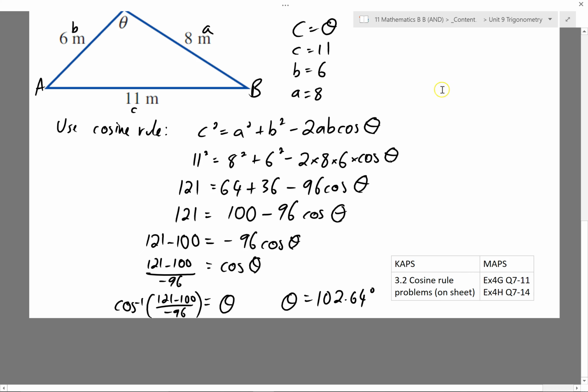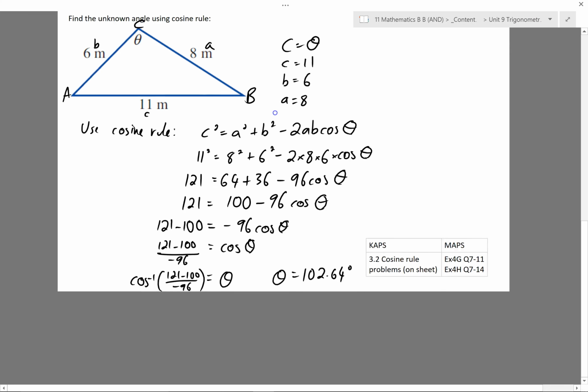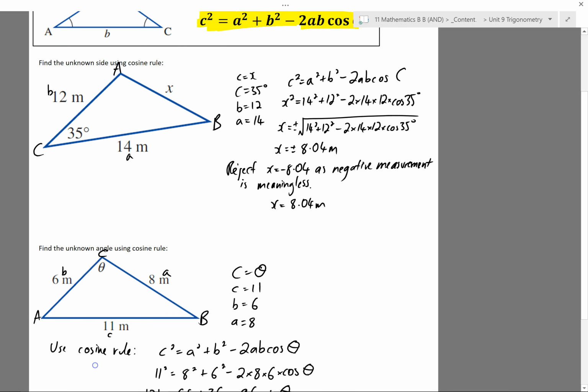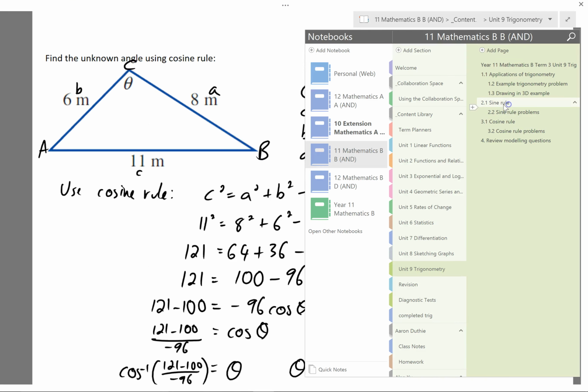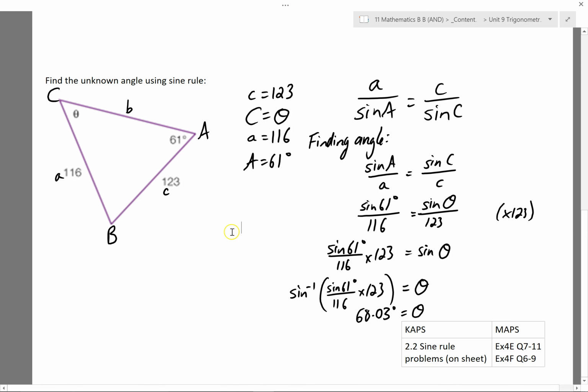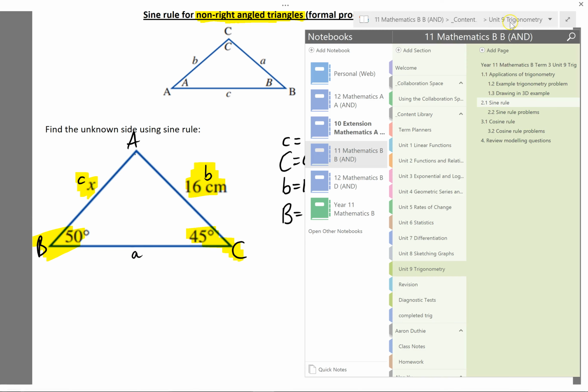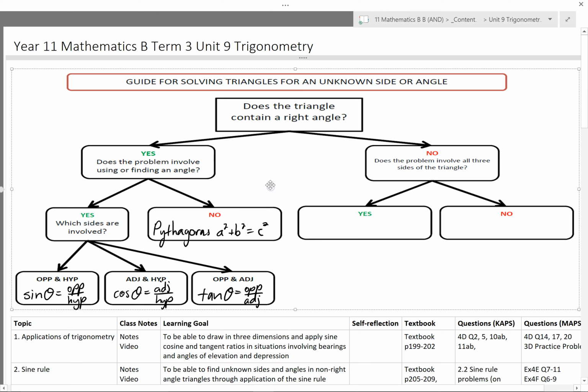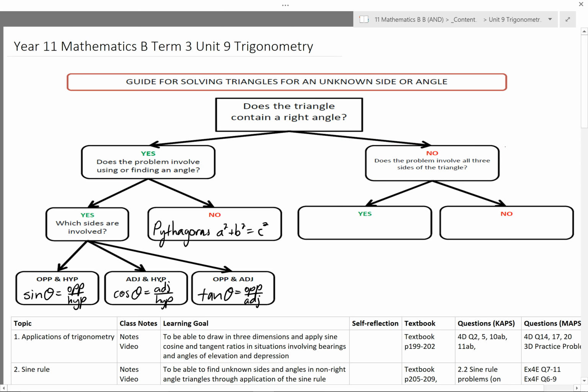Alright, so the big picture of this is when there's not a right angle, we have two different rules we can use. We can use cosine rule, or like in the previous lesson, we can use sine rule. Biggest challenge students sometimes find is how do I decide which one to use? Okay, here's our decision rule. Does it contain a right angle? No, so I'm thinking either sine or cosine rule. Does the problem involve all three sides of the triangle? If yes, then we'll use cosine rule. If no, we'll use sine rule.